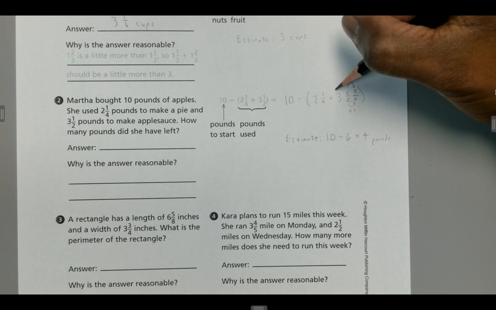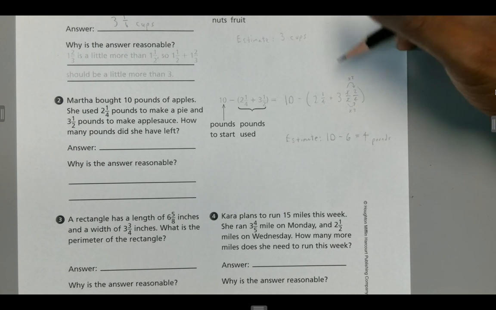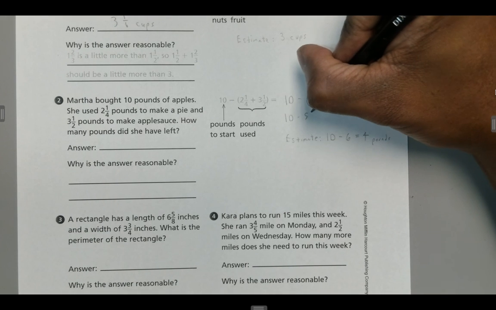I can combine my whole numbers. 2 and 3 is 5. I can combine my fractions. 1/4 plus 2/4 is 3/4. I get 5 3/4.